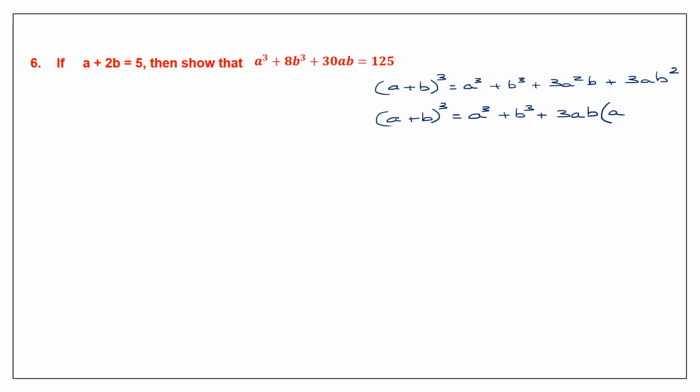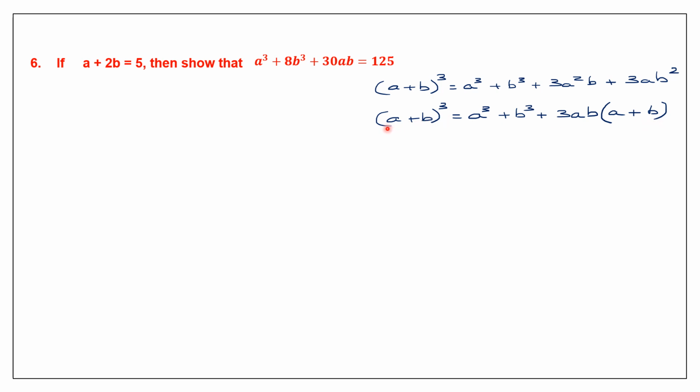Let's go to the next one. Plus, now 3ab square. I have 3 here, I have a here, and I have 1b. That means I have one more b left which I put. So these are the two ways of expanding a plus b the whole cube. This is one way and this is the other way. Now since in our answer we don't have squares, we are going to expand it this way. Can you see there are no squares here? We are going to expand it this way.